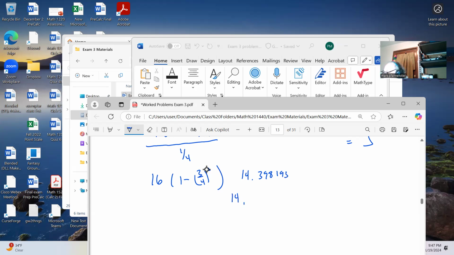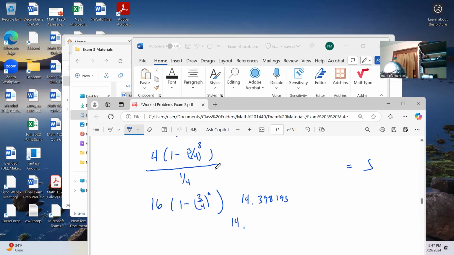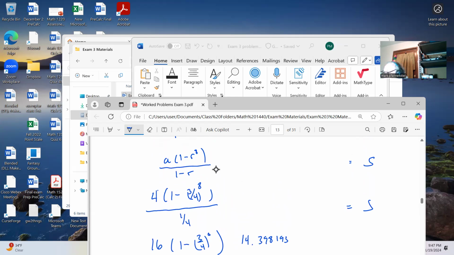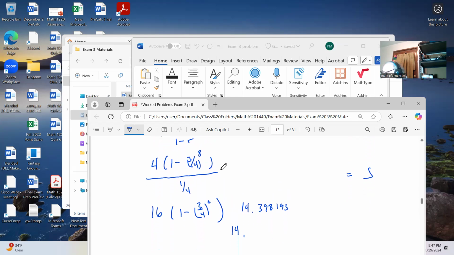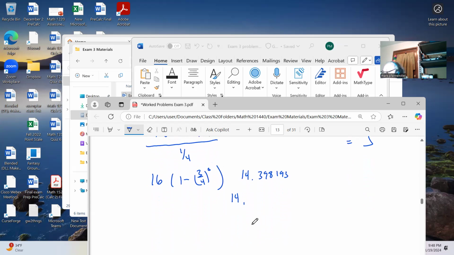Because we started off with $4 million at the beginning. So we said 4 million times, and all the numbers after that were unitless. We don't have to worry about that. This was the only one that had a unit, which was in dollars, millions of dollars really. So we actually end up with $14,398,193 and 36 cents. We wanted to go that far with it. But that's how I would do this problem.